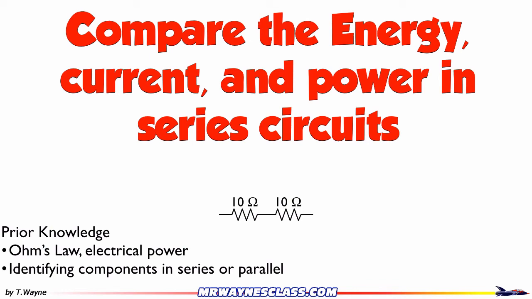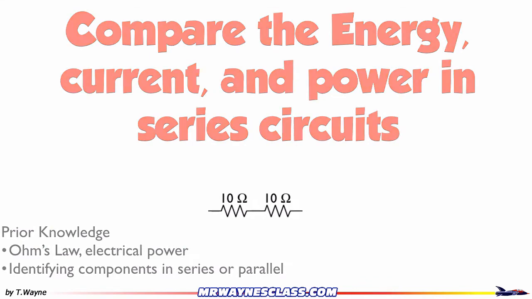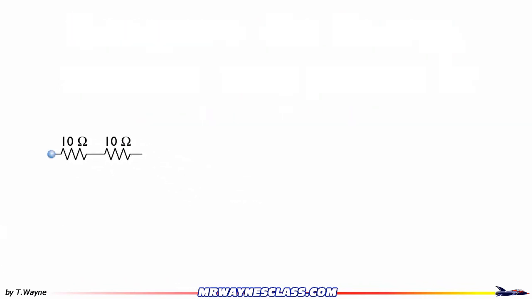This video is going to compare the energy, current, and power in a series circuit. So here's my example series circuit, two equal resistors, 10 ohms and 10 ohms, and a charge will move across it. So there's our series circuit.